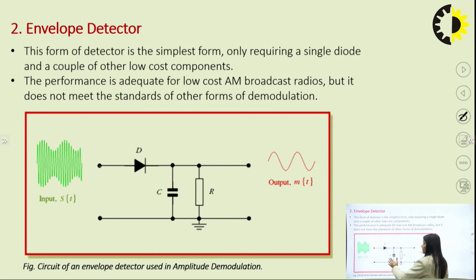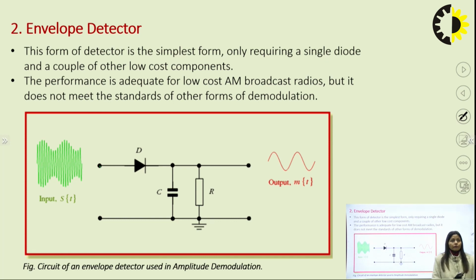it will work as a short circuit, and for the negative half cycle it will work as an open circuit. Whenever it is forward biased, the capacitor will charge, and whenever it is reverse biased, the capacitor will obviously discharge, and only the envelope can be found across the resistance.